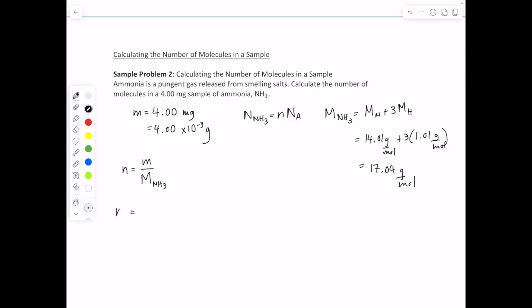So we can find the number of moles of ammonia as the mass, 4.00 times 10 to the power of negative 3 grams, divided by a molar mass of 17.04 grams per mole. We can find the number of moles by dividing these two, and we end up with 2.35 times 10 to the power of negative 4 moles of ammonia.